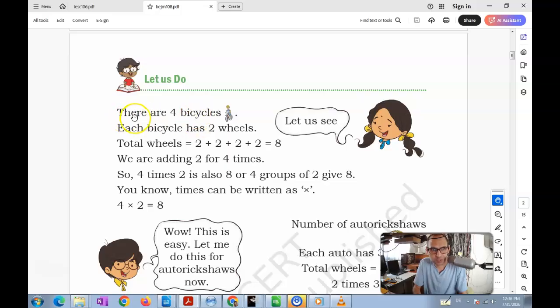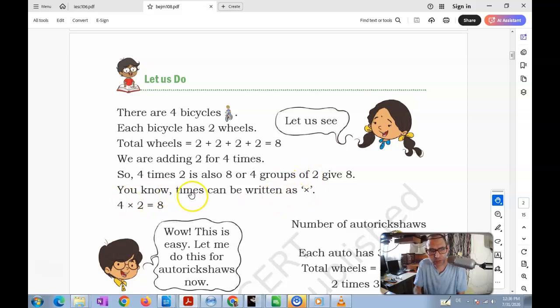the bicycle. She's saying that there are 4 bicycles here, and each bicycle has 2 wheels. So the total number of wheels is 2 plus 2 plus 2 plus 2, because there are 4 bicycles, and that is equal to 8. So we are adding 2, 4 times. So 4 times 2 is also equal to 8, or 4 groups of 2 is nothing but an 8. And the word times, we can write as the cross symbol over here.